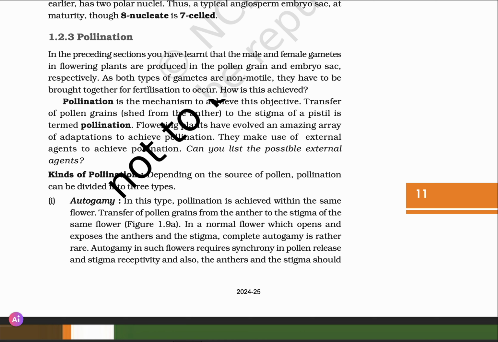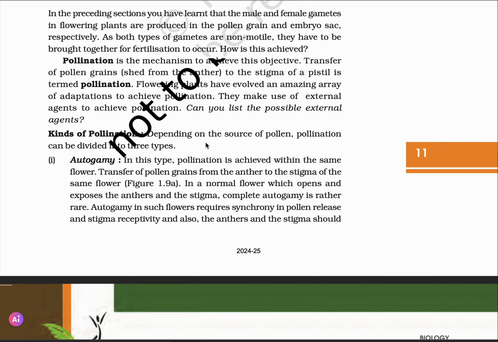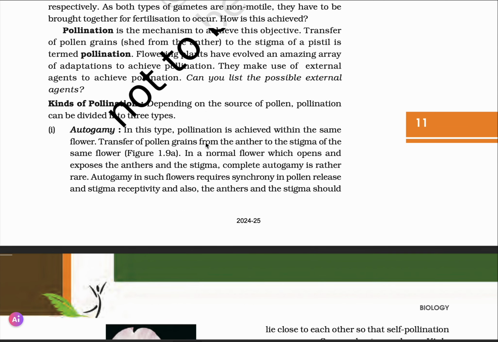Transfer of pollen grains to the stigma of a style is called pollination. Flowering plants have evolved an amazing array of adaptations to achieve pollination. They make use of external agents to achieve pollination. So external agents could be wind, animal, water, etc. There are three kinds of pollination depending on the source of pollen.